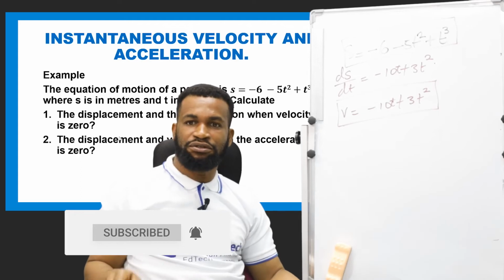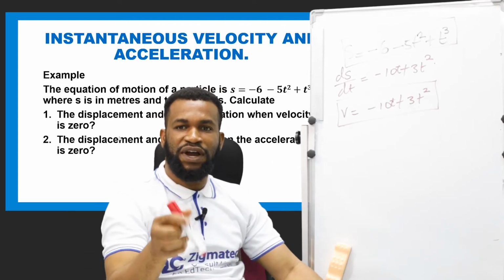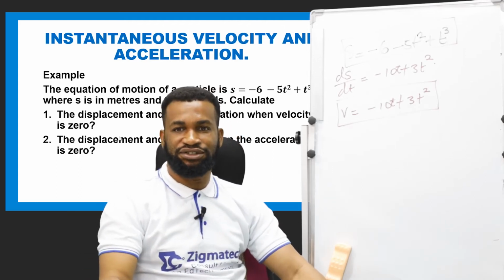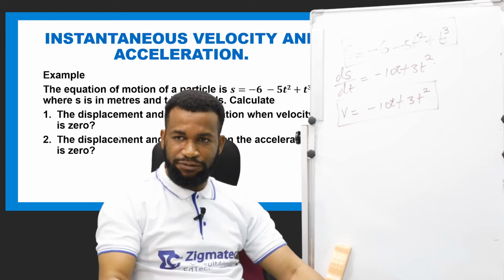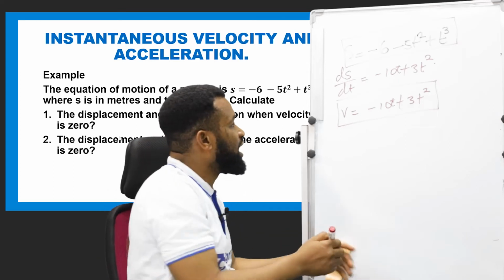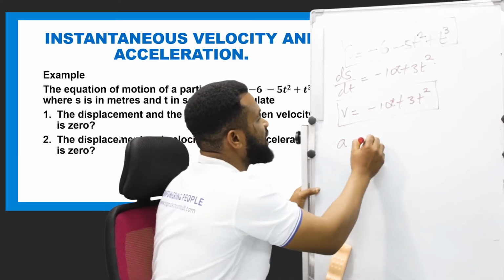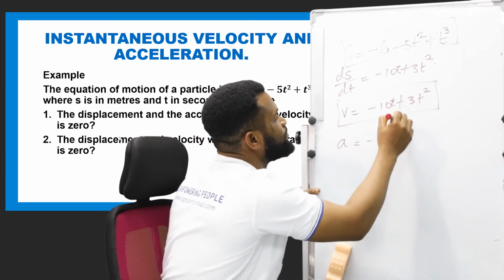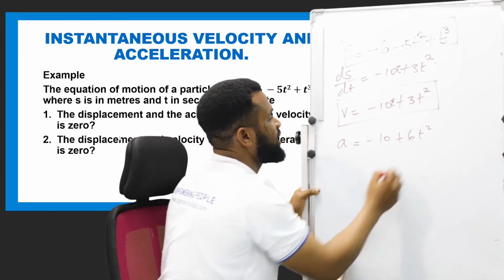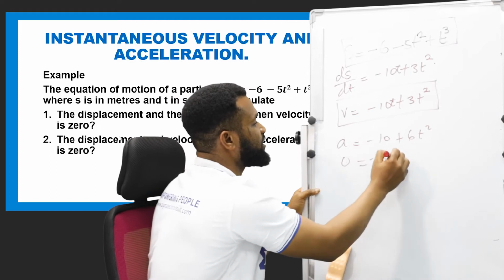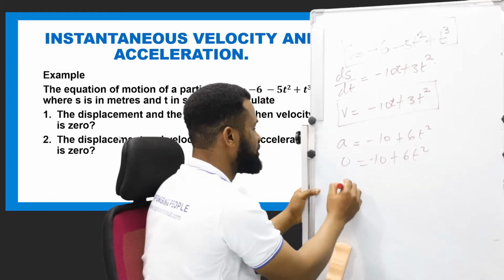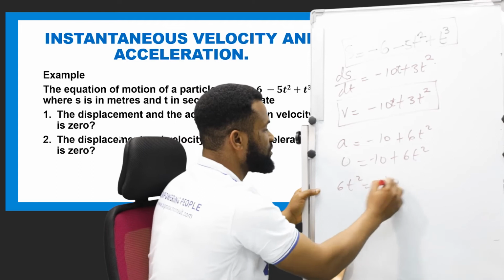Now we also have another question. It said we should find the displacement and velocity when acceleration is 0. So at this point we said that acceleration is given as minus 10 plus 6t square. If acceleration is 0, then 0 equals minus 10 plus 6t square. So 6t square is going to be equal to 10.